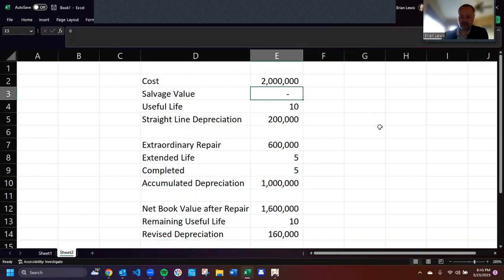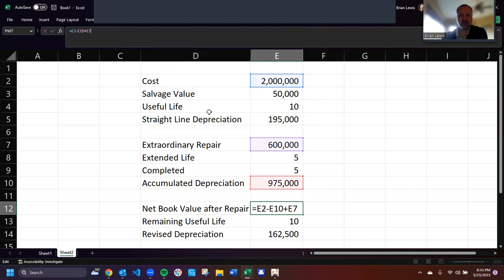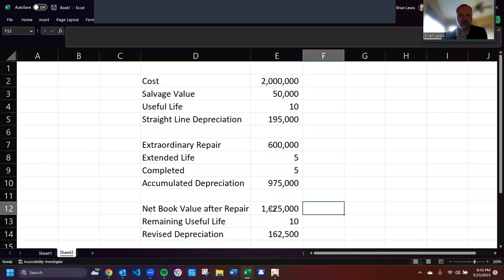But let's say you had the $50,000 here. Okay, so this makes sense. You have the straight line depreciation of 195. It changed the accumulated depreciation, but the net book value is the same, right? You take the cost minus the accumulated depreciation plus the repair. Okay. And that gives you your net book value. That's great. This is the same, but this is different.